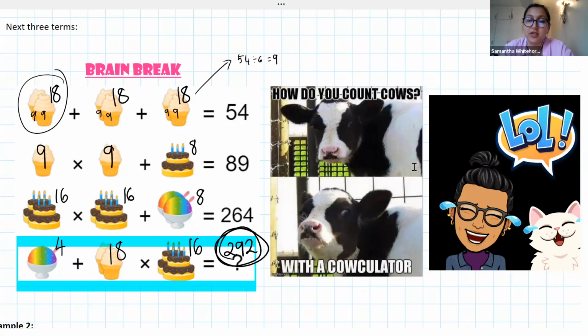I'm glad we're enjoying the joke. Like I said, I'm obsessed with cows, so any joke with a cow, and particularly a maths joke with a cow, loved.